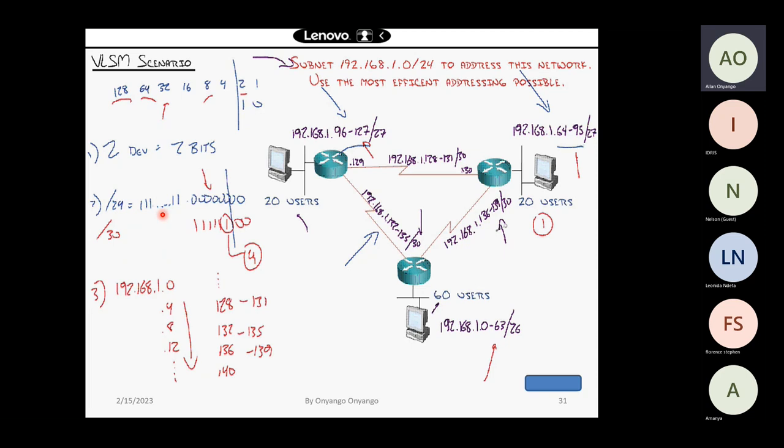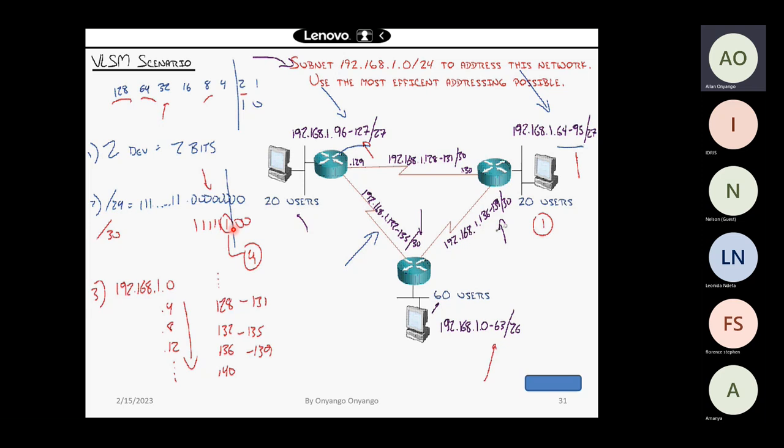8 bits on the first octet, 8 bits on the second octet, and 8 bits on the third octet. And after reserving 2, we are going to have 6 bits on the 4th octet. So 6 plus 24 is actually 30, which is 255.255.255.252 at the end. All right.